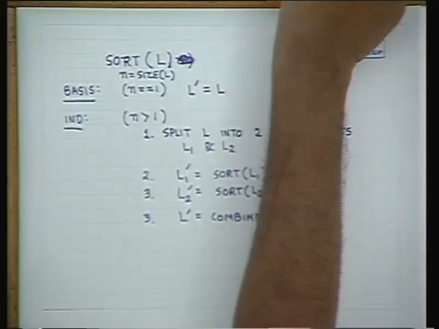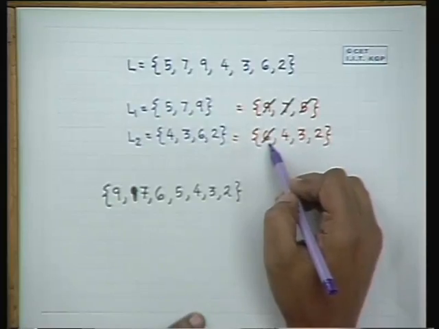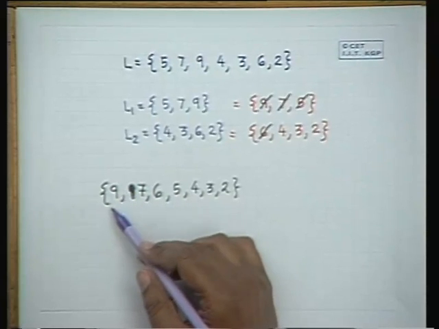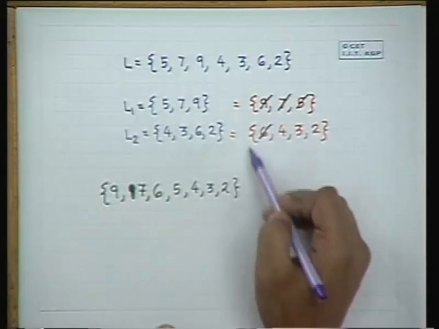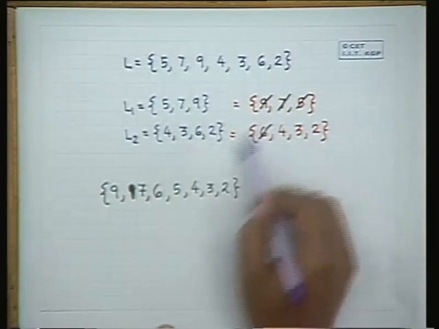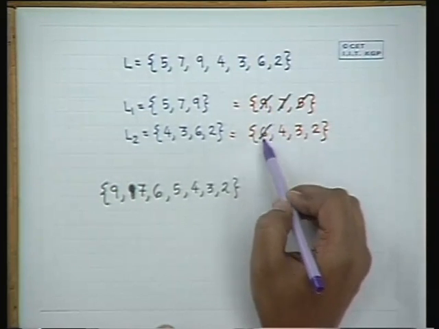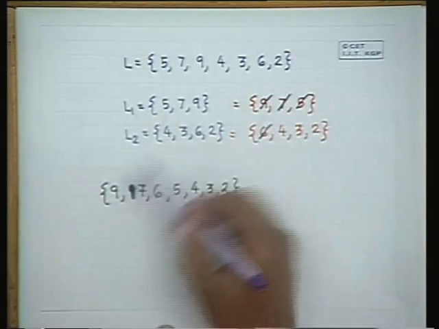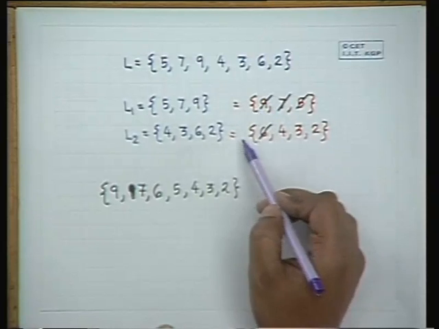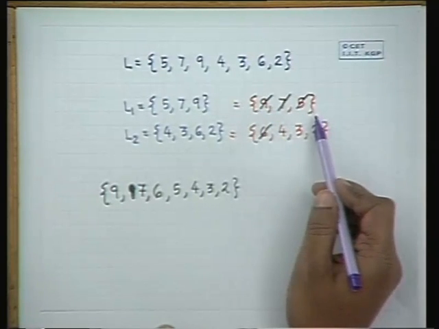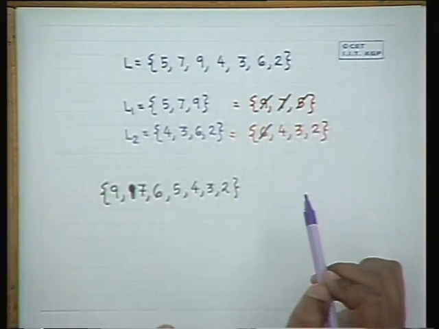And the combination routine is something we saw here. Given two ordered lists, we create a temporary list. We find out whichever of the two first elements is larger, we put it in this list, remove it from here, and continue doing this till one list becomes empty, and copy the other list at the end.